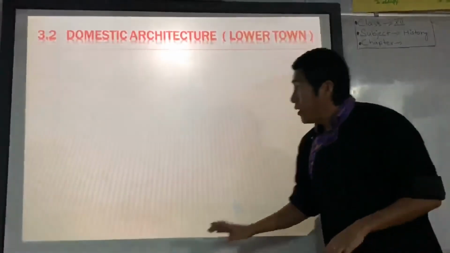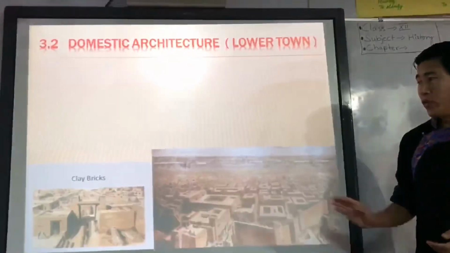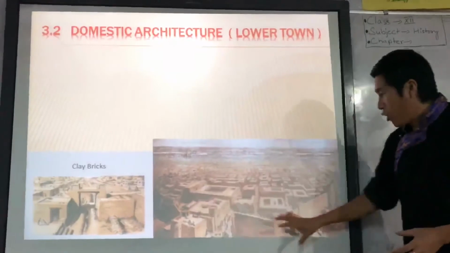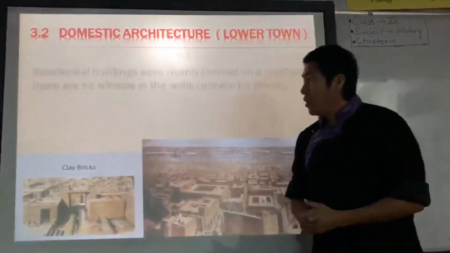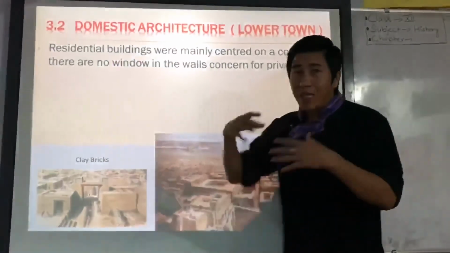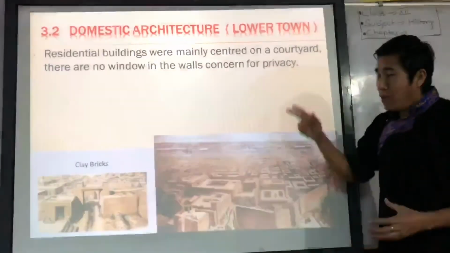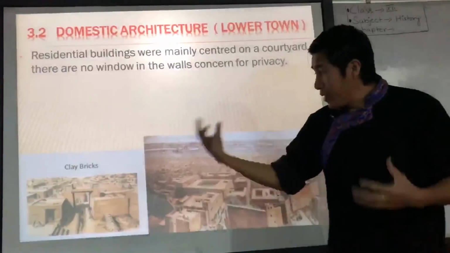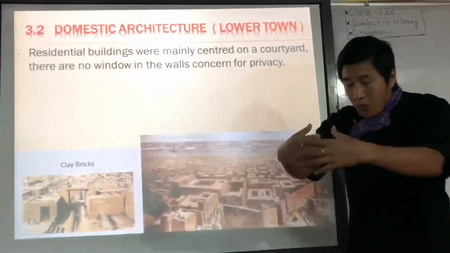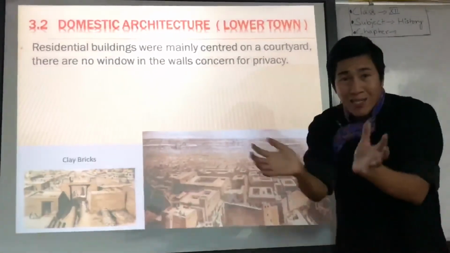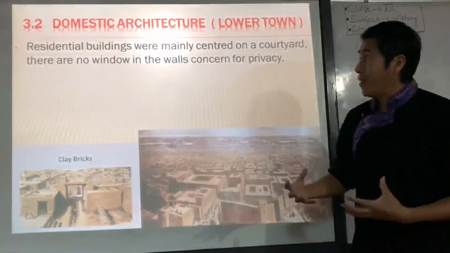Right? So here the architecture is done in such a way that, these are two different photos of the lower town, how it looked during the heyday maybe. The first planning: residence buildings were made centered on a courtyard. Every house in the lower town has its own courtyard, right? The courtyard is the center, and around this courtyard there were different kinds of rooms, right?